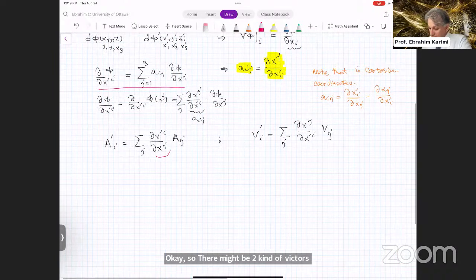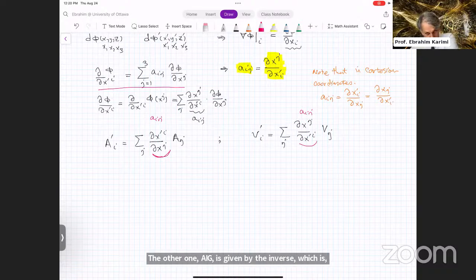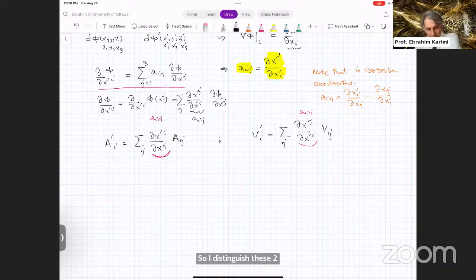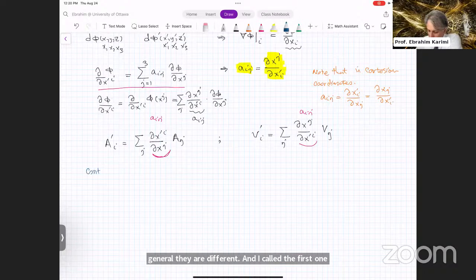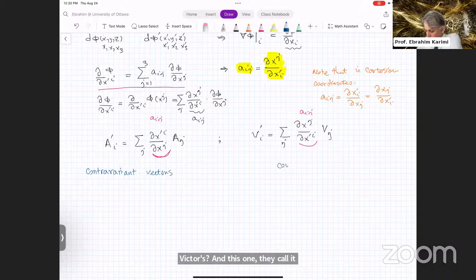One of them, the aij, is given by this term. The other one, aij, is given by the inverse, which is a derivative of xj with respect to x prime i. As I say, in the Cartesian coordinate, we don't have this kind of problem. So I distinguish these two vectors. I tell that in general, they are different. And I call the first one contravariant vectors, and this one I call covariant vectors.